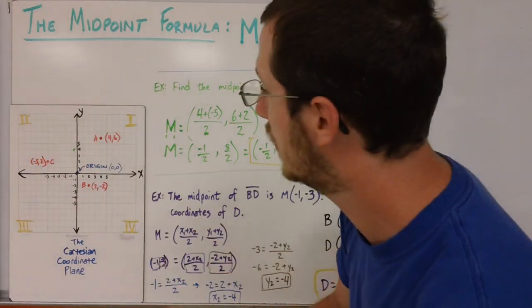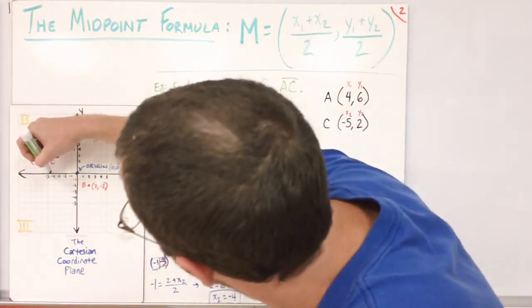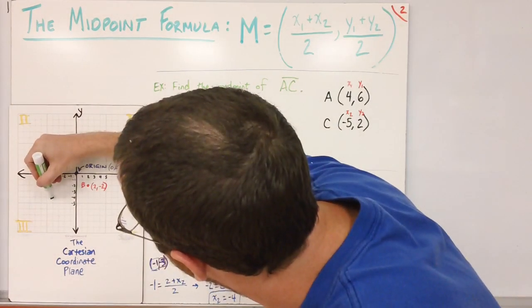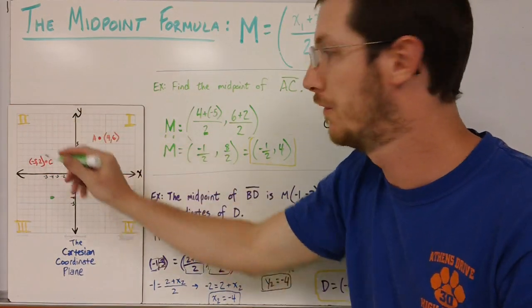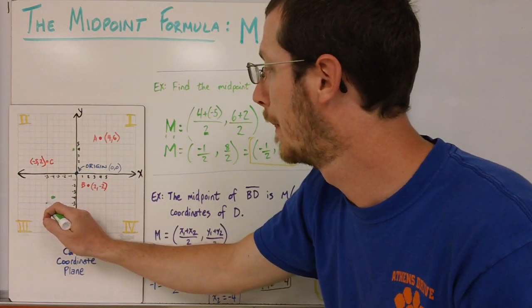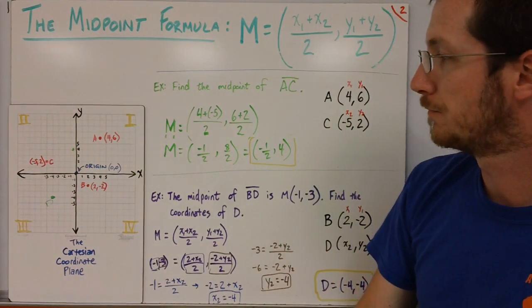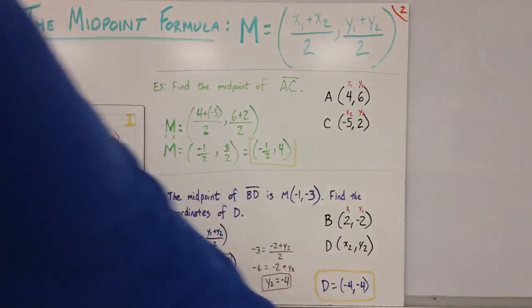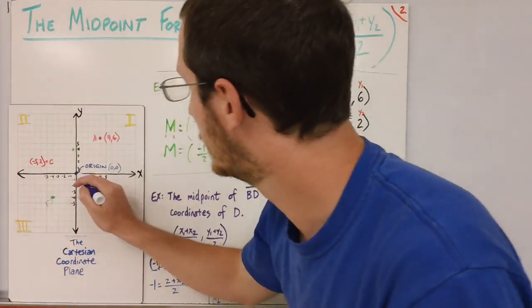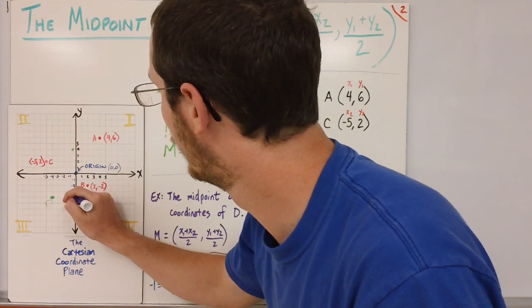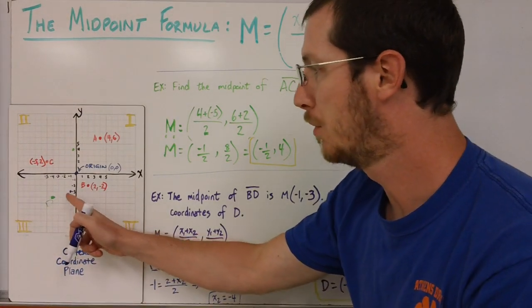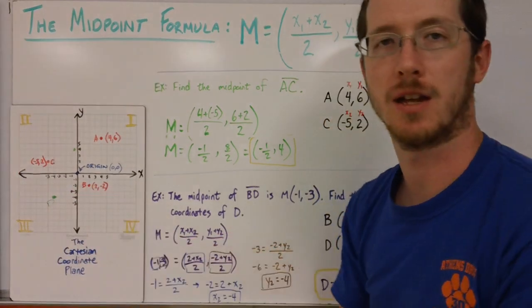If we plot that on our coordinate plane, looking at negative 4, so left 4, down 4 from our origin, that's point D. And if we look at our midpoint, which was at negative 1, negative 3, that looks like our midpoint is right in between D and B.